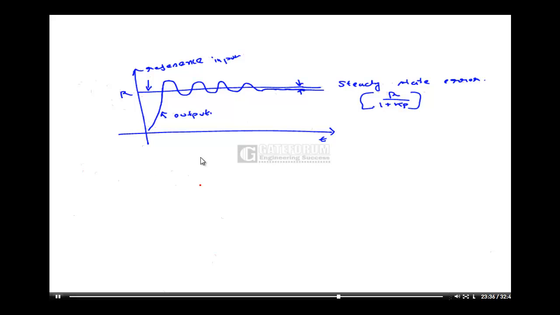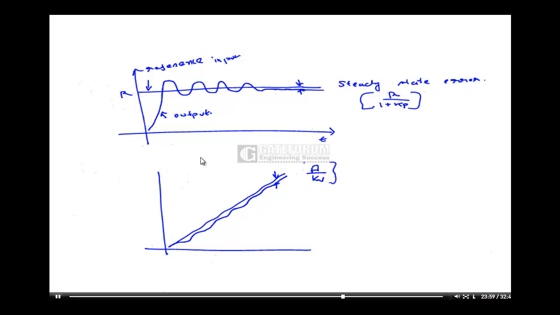In case of ramp, my input is this. Output is going to be something like this. This particular error is equal to A by Kv, where Kv is the velocity error constant.